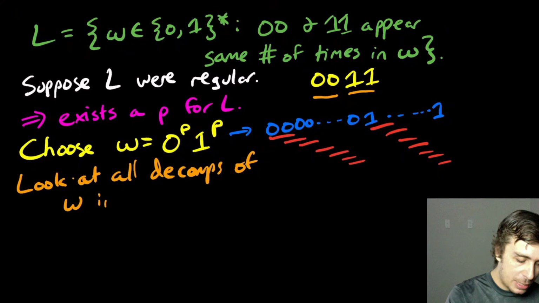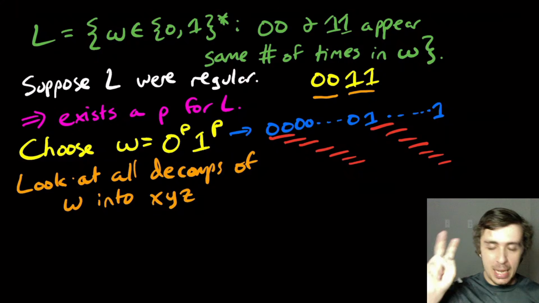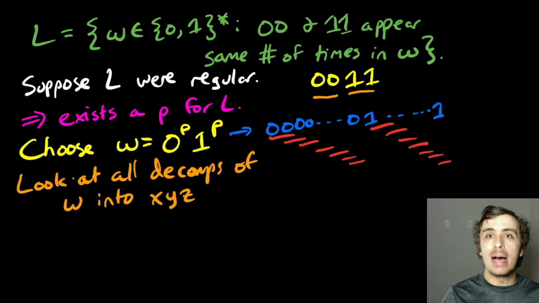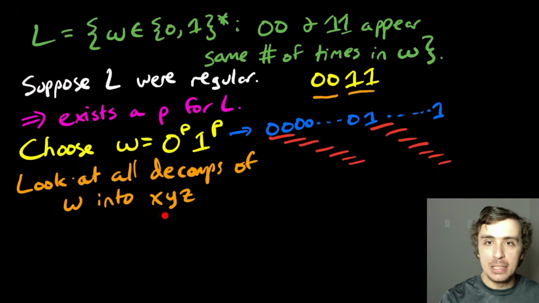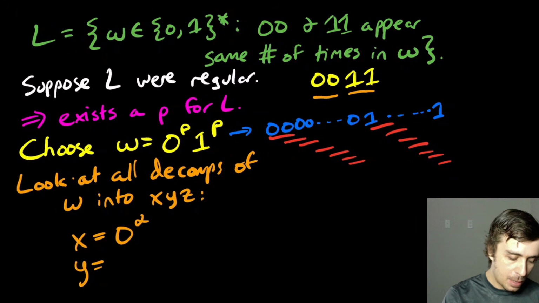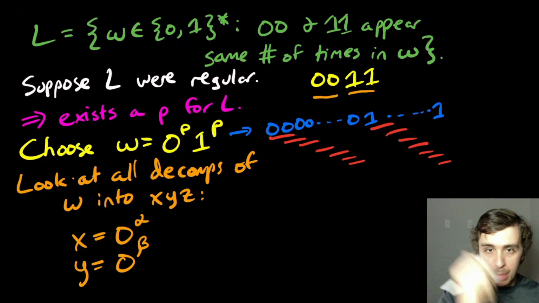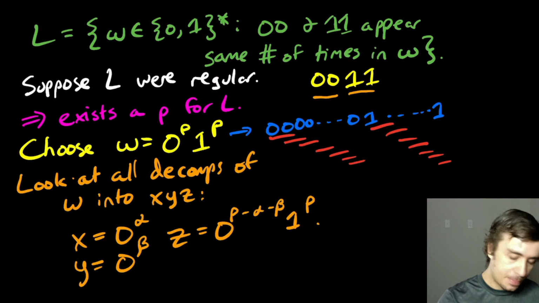of w into x, y, and z according to the 3 rules, such that xy has length at most p and y has at least 1 character in it. So since x and y are the beginning of the string and have at most p characters, they must live entirely within the 0s. So I'm going to have x be some number of 0s, let's say alpha of them. y is 0^beta, some number of 0s. And let's say z is 0^(p minus alpha minus beta), because that's the number of 0s left, and then 1^p at the end.